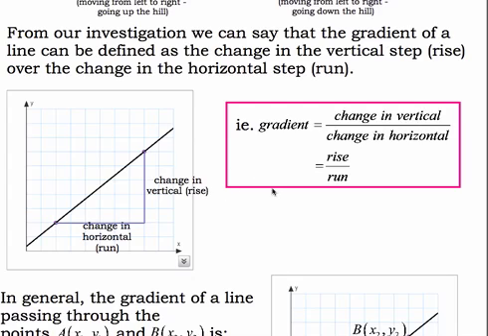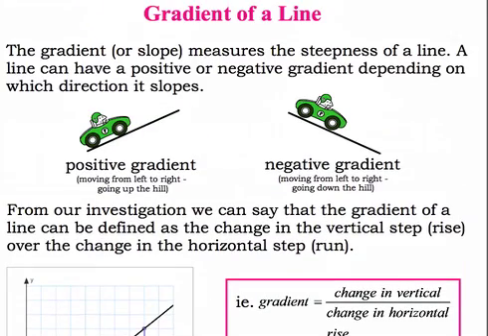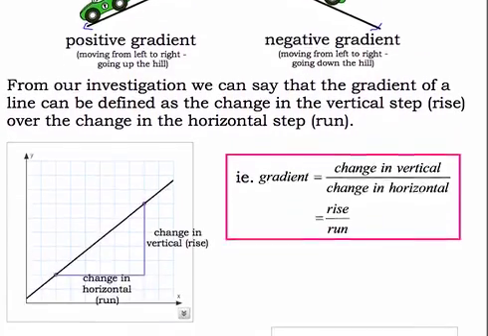Hello, this is Mr. Collier, and today we're going to be looking at how to find the slope or the gradient of a line. You can always look at a line to see if it's a positive or negative slope right away. If it's going uphill from left to right, that's a positive gradient, and if it's going downhill from left to right, it's a negative gradient.